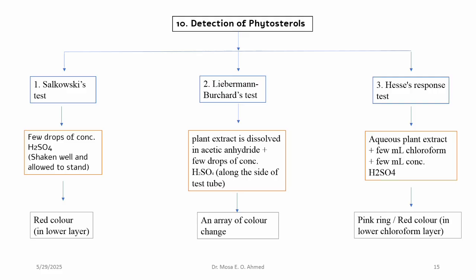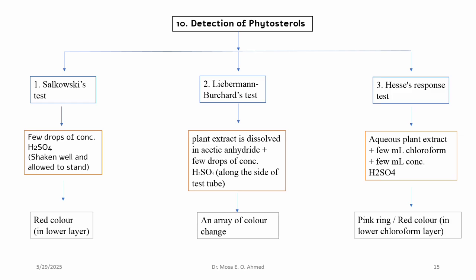For the Liebermann-Burchard reagent, the plant extract is dissolved in acetic anhydride solution, and then a few drops of concentrated sulfuric acid are added gradually along the side of the test tube to avoid an explosion. If phytosterol is present in the extract, an array of color changes is noted in the test tube, which indicates the presence of phytosterol in the plant extract.